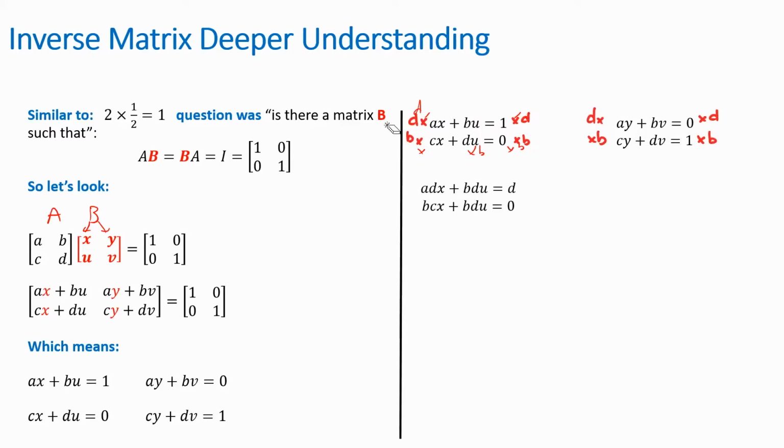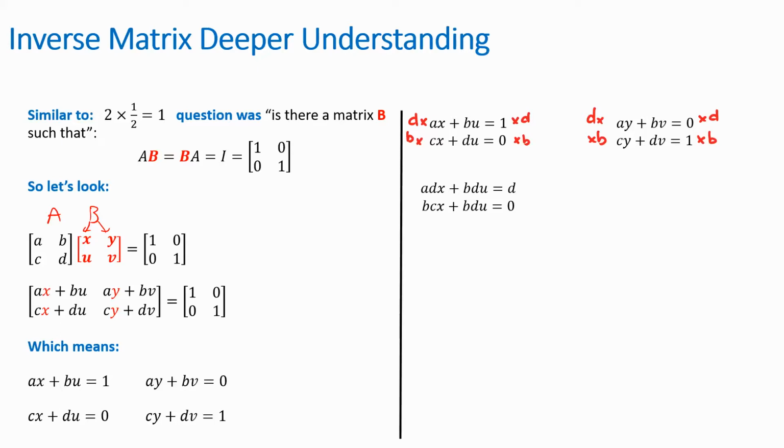So if I do that, what we see is it gives me this now. So if I times this by D, it gives ADX. This is BDU. That's my D. Times this by B, that is BCX. BDU. And that's 0.